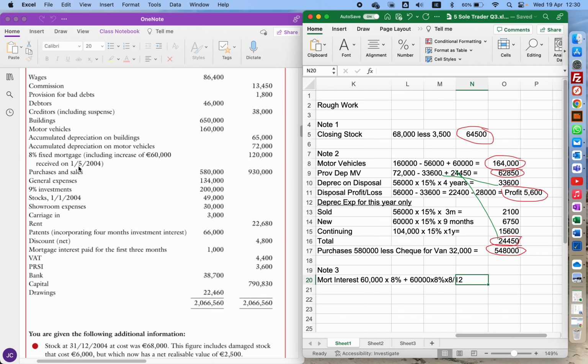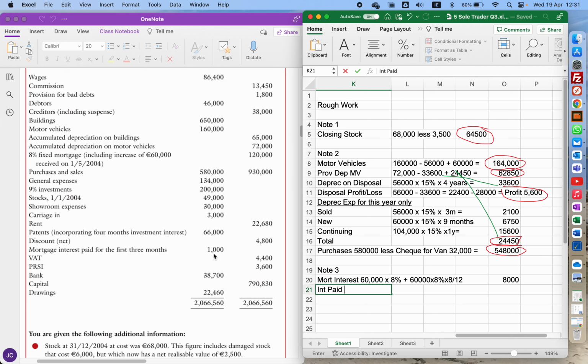Okay, so I'll just work out the numbers here. So 8 grand is the mortgage interest. Again, because we have a suspense, it means that the mortgage interest paid that was listed here, a grand, is wrong. So we need to find out what I should have paid.